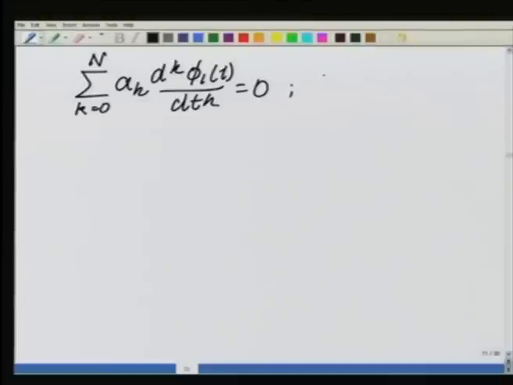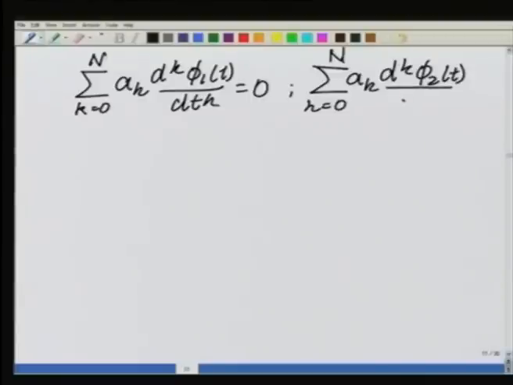Likewise, this is also equal to 0, because phi 2 t is also a solution. Now, let us see what happens if we apply phi 1 t and phi 2 t simultaneously, that is, add them, superpose them, and consider them to be a solution for the equation. Let us see if it is still a solution.